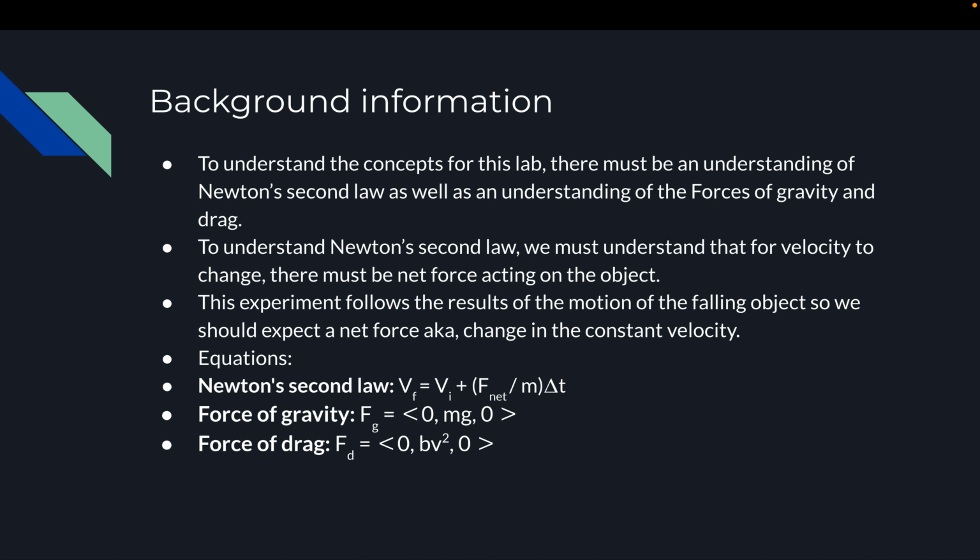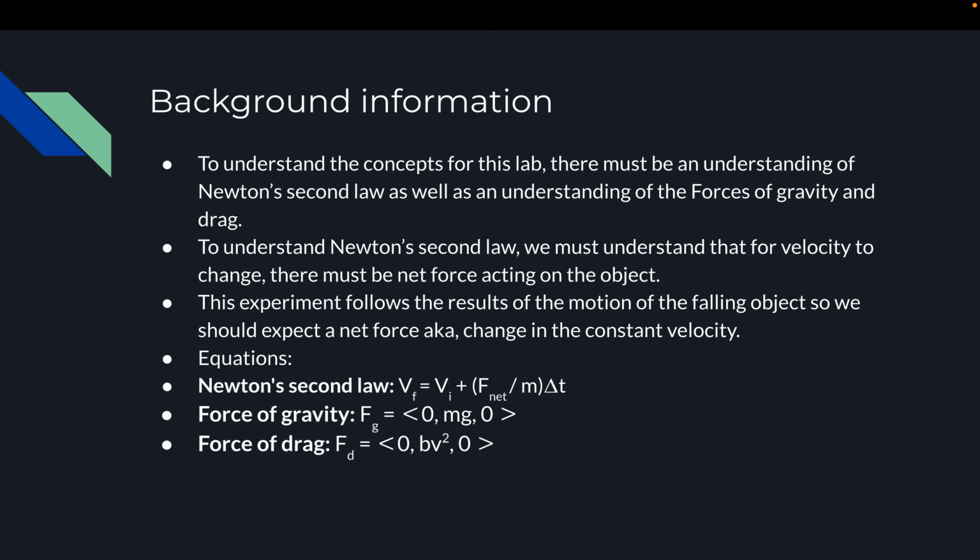To understand the concepts in this lab, we have to understand the background information behind them. This must be Newton's second law as well as the forces of gravity and drag. To understand Newton's second law, we must understand that for velocity to change, there must be a net force acting on the object. This experiment follows the motion of a falling object, so we should expect a net force, aka a change in the constant velocity.